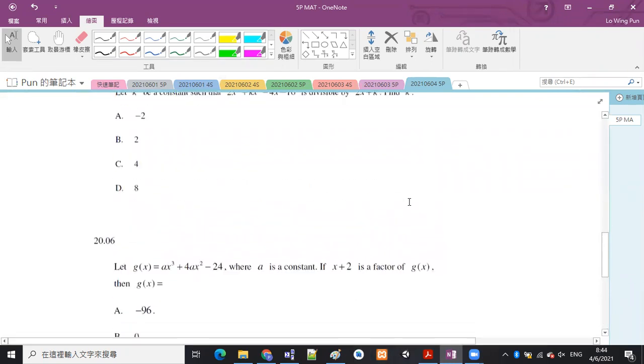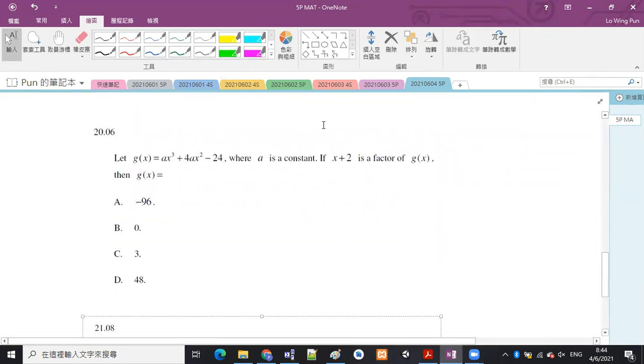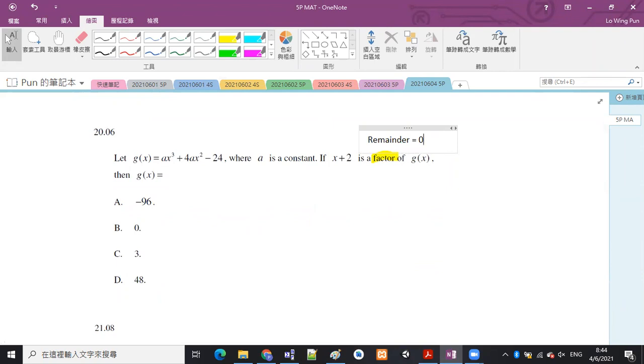Just want to remind you that in question 20.06, this keyword, can you see this? The factor also means this. Okay? X plus 2 is a factor of g(x) also means the remainder is equal to 0. So there are a few keywords having the same meaning.